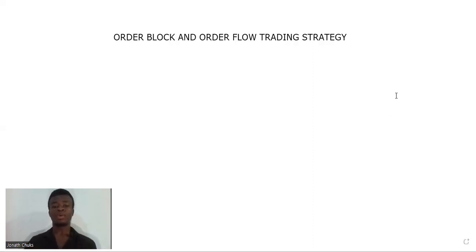What is an order block? An order block is just a particular place, a particular block where orders are being placed. For instance, when price is buying, that means it's an uptrend. There is a point that it will get to. People will be selling and people will be buying. At that particular point is what we call the order block.